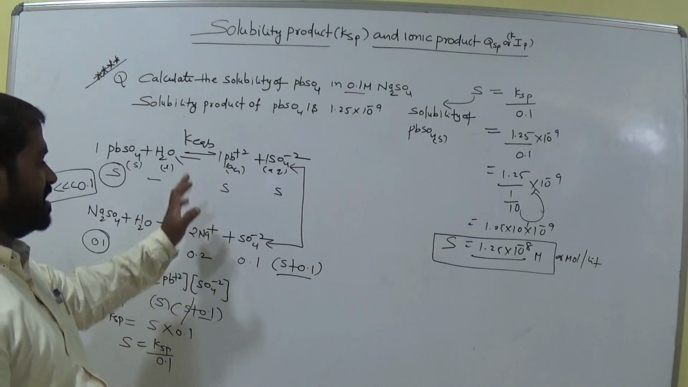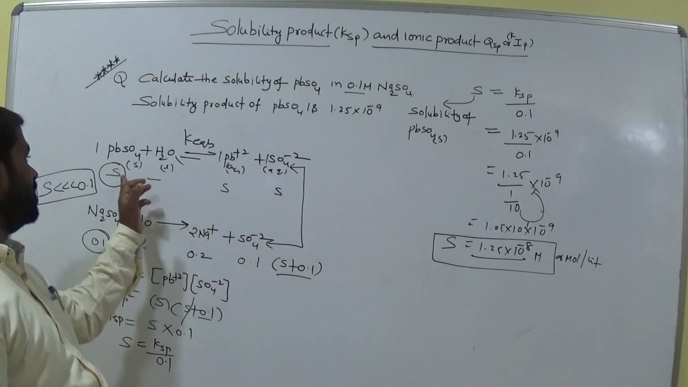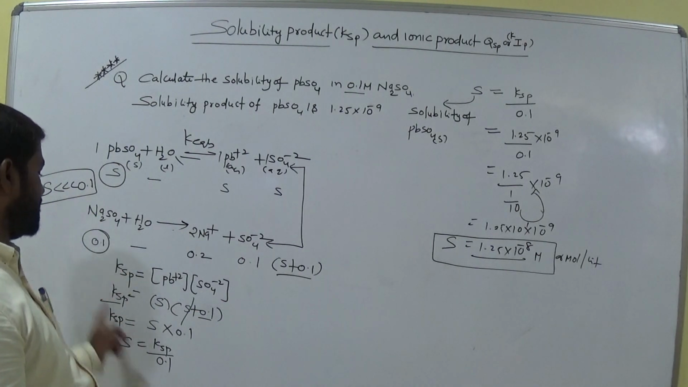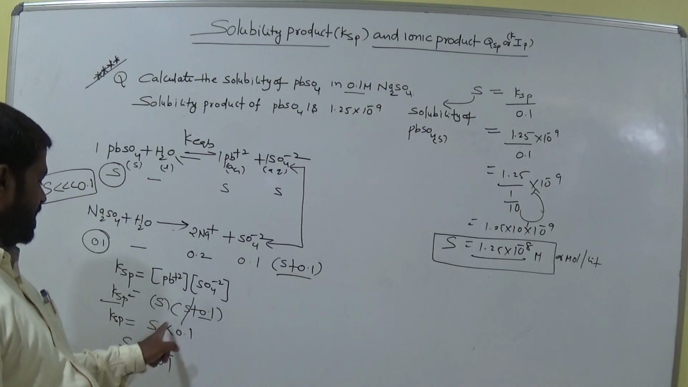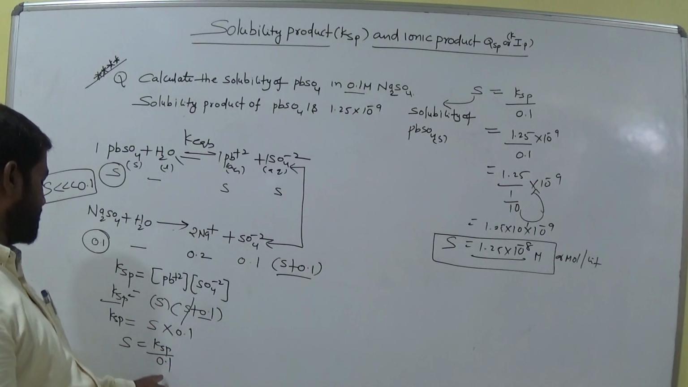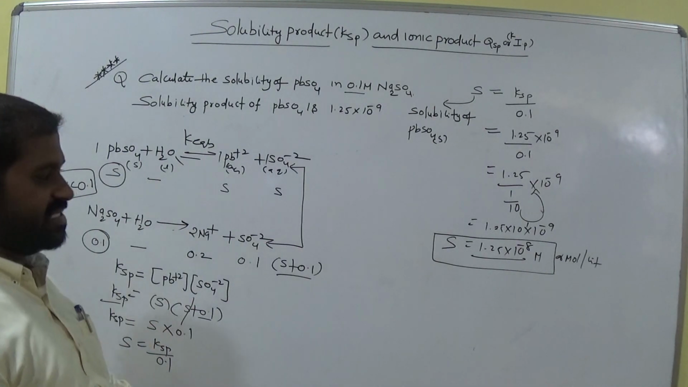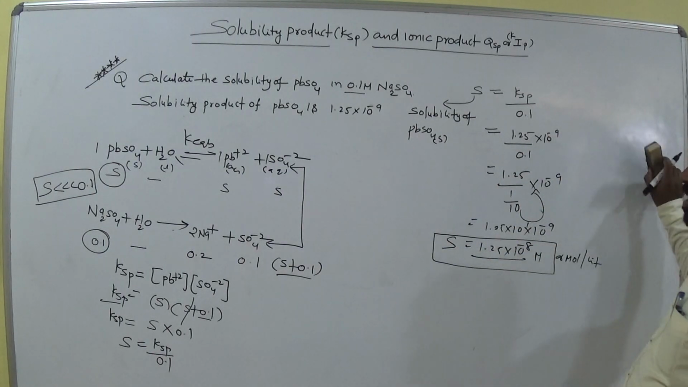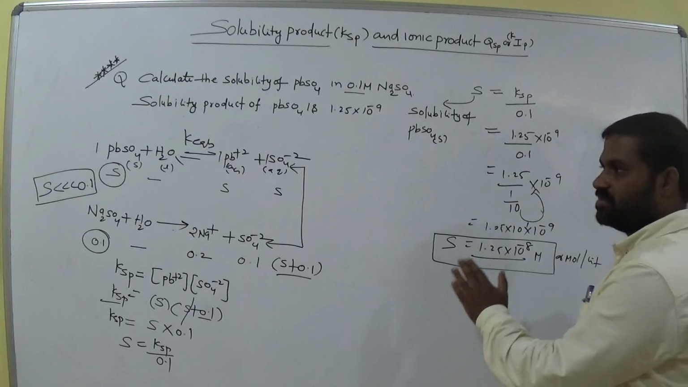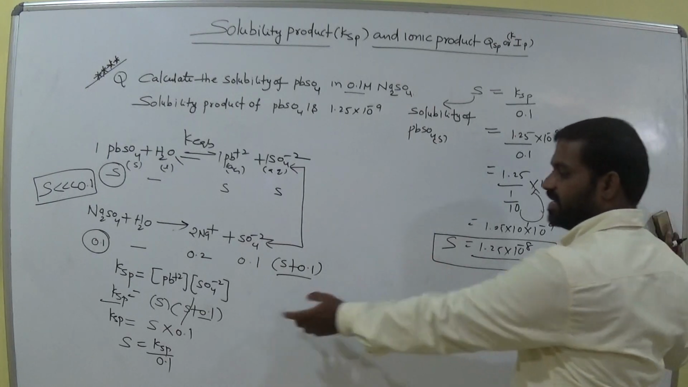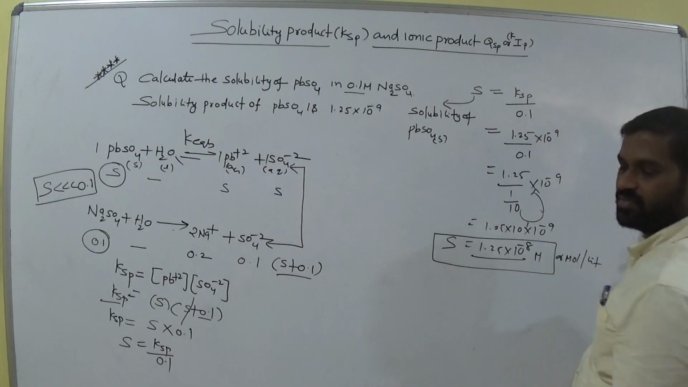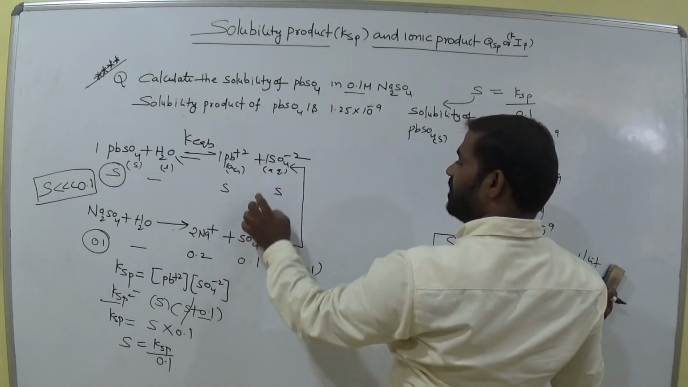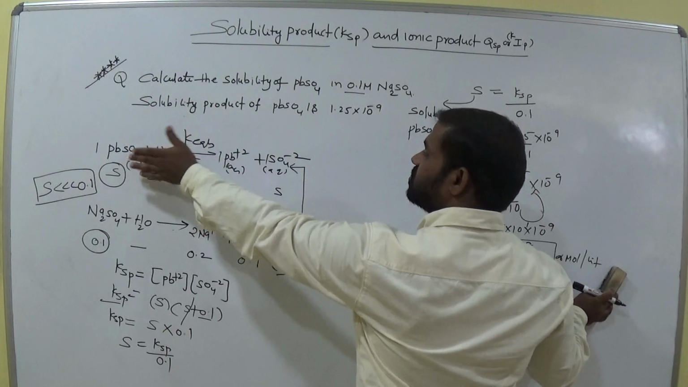So here we observed this thing: by adding common ion, its solubility decreases. Solubility of sodium sulfate is 0.1. So it is very much less, so we neglect this value. S into 0.1, S equals KSP by 0.1. Is it clear? Very, very important problems related to this type. We neglect the solubility by adding the common ion effect. So already lead sulfate concentration is less. By adding this common ion, what happened? It reverses, so solubility decreases.